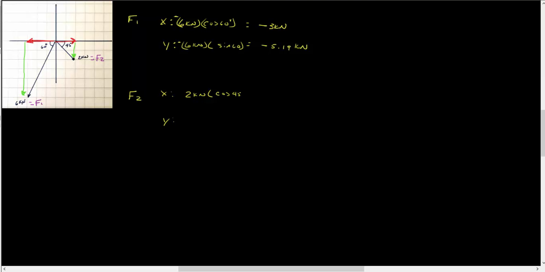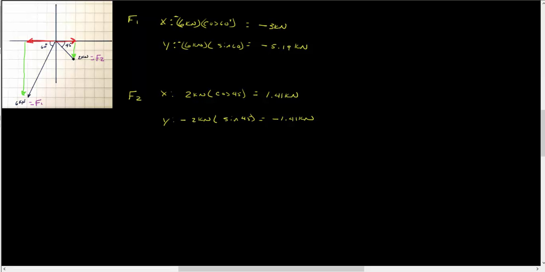Now for F2, my x is going to be positive, and that's going to be 2 kilonewtons times cosine of 45 degrees is equal to, when I do this, I get 1.41 kilonewtons, and then my y component is also negative, 2 kilonewtons times the sine of 45 degrees. And when I calculate that out, I get negative 1.41 kilonewtons.